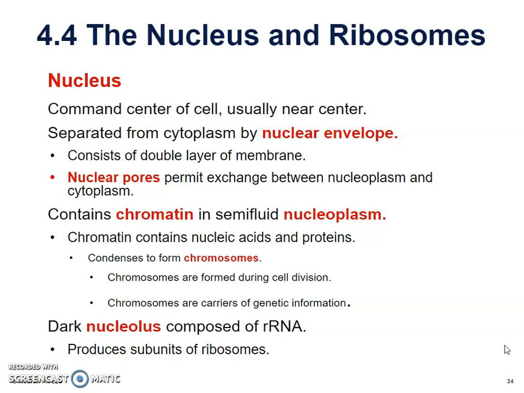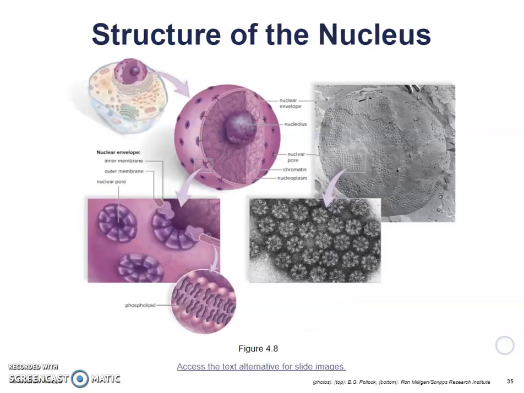Inside the nucleus, there's a region called the nucleolus, which is a darker color inside the nucleus, and it is composed of rRNA, or ribosomal RNA, and its job is to make ribosomes, which are the protein factories.